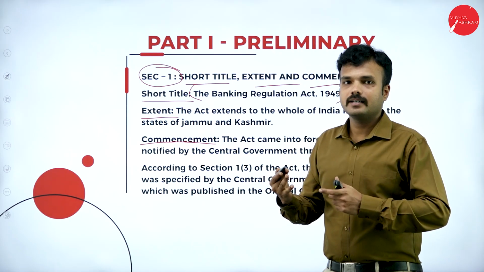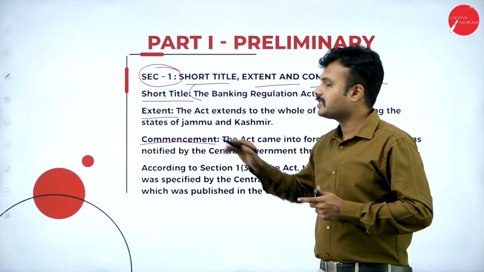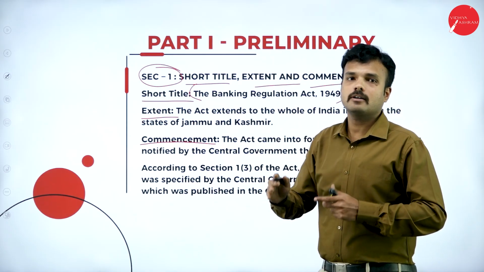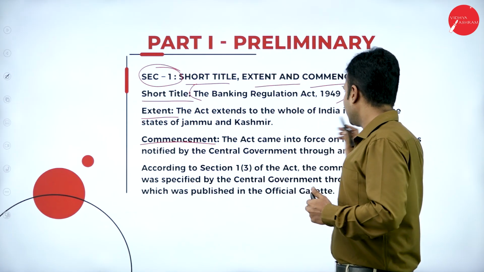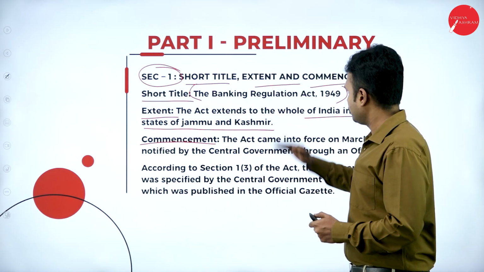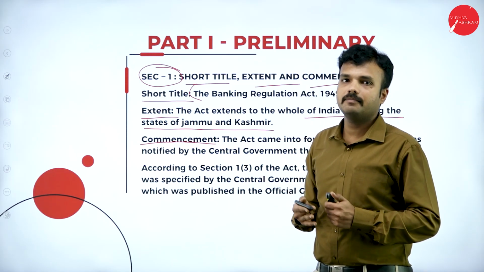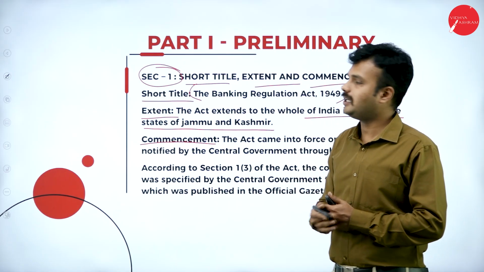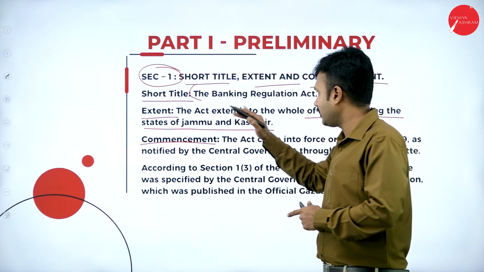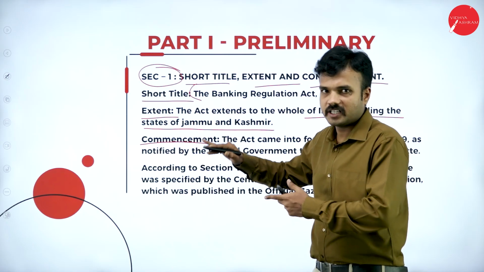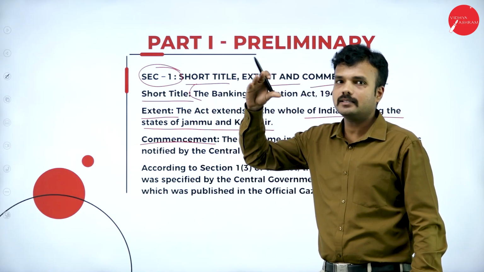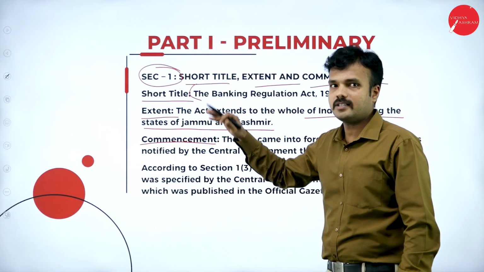Which are all the states of our nation where this Banking Regulation Act 1949 is applicable? It is applicable for all the states of India, including the state of Jammu and Kashmir. Before 1956, it was not applicable for the state of Jammu and Kashmir. Now it is applicable for the whole of India, including Jammu and Kashmir. It means all the banks present in the state of Jammu and Kashmir must also follow the Banking Regulation Act 1949 norms.